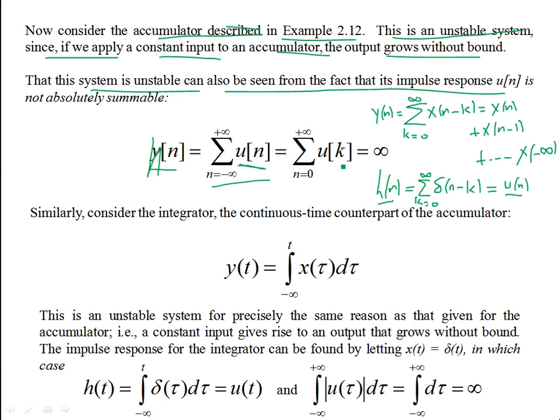Is it summable? Okay, it starts with n equal to 0 to infinity. It's not summable, right? If you take the absolute sum of the impulse response, it's not summable. It goes to infinity.